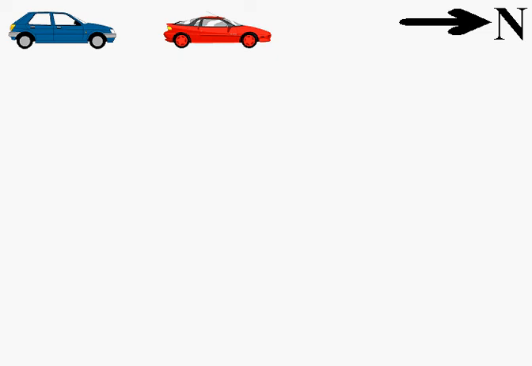In this example, we're calculating relative velocity. We start with a situation in which we have two cars both traveling north. The car that is in front is traveling at 55 miles per hour north, and the car that's behind is traveling at 45 miles per hour north. What happens when these cars travel?